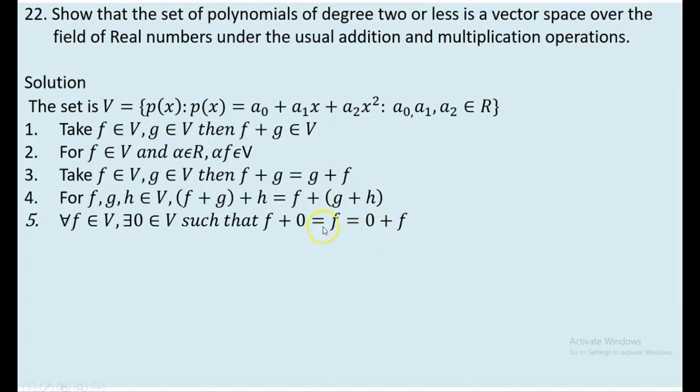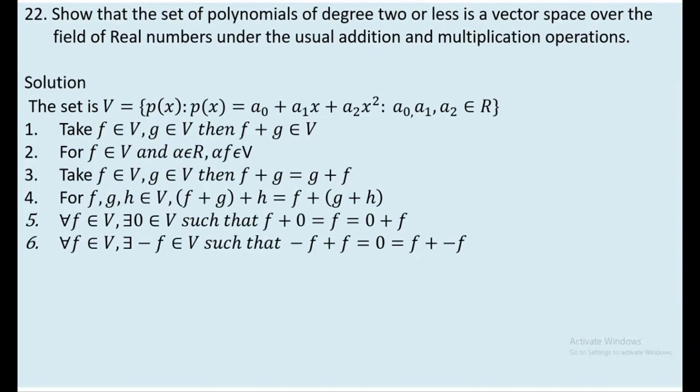This is true, because f of x equals 0, a zero function, is a function with no degree. Since you have been told that the degree is less than or equal to 2, it can be considered. So a zero function is part of what, student? V. So for whatever function you may take, there is an additive identity, a zero function, that makes this true: f plus 0 is the same as f, which is 0 plus f.